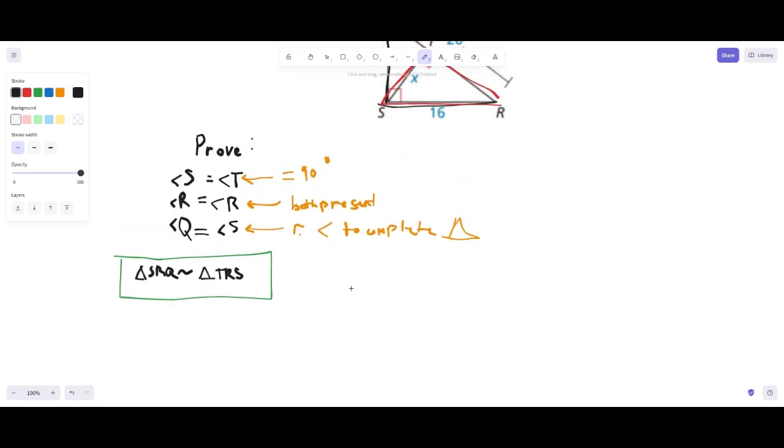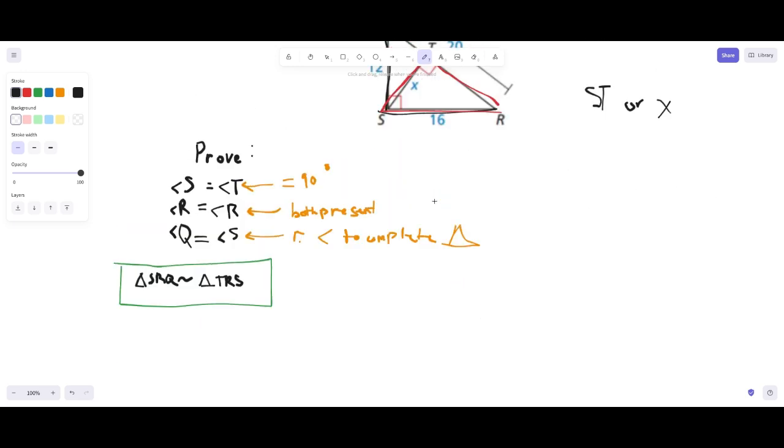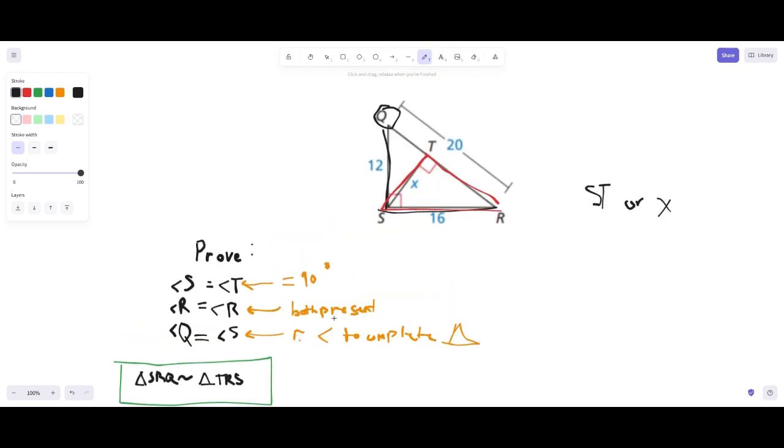So now what do we do? Well, we need to find the side length of x. And so x is the side length of S and T as well. So you could express it as either ST or x, because that side is assigned the value of x. All right, both of these are acceptable. But before we do that, we need to set up our proportional statements. And the way that we're going to do that is by looking at this figure again.